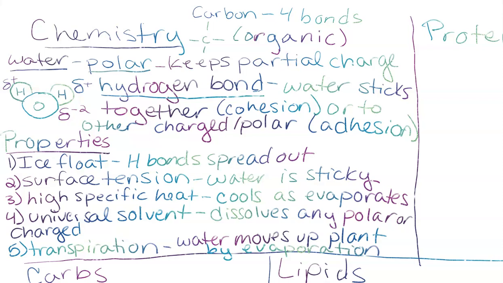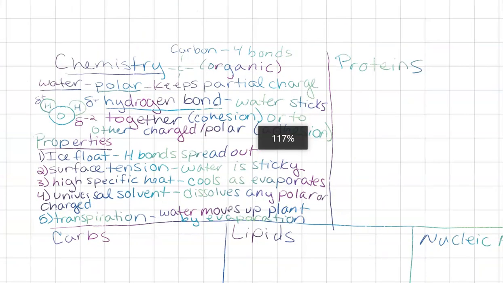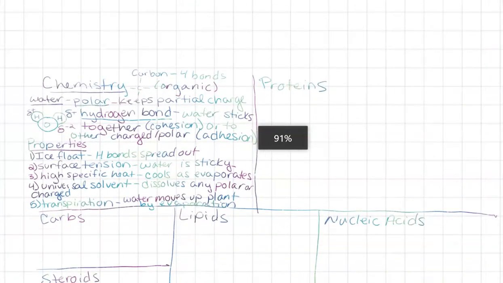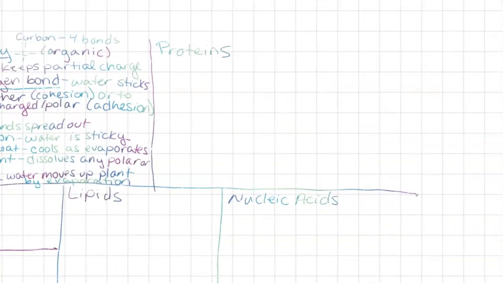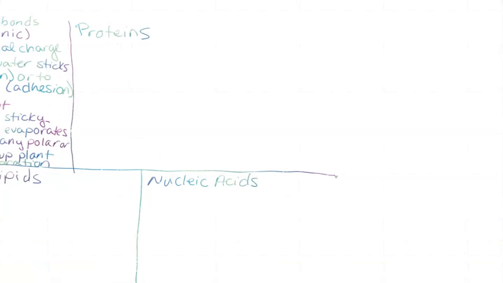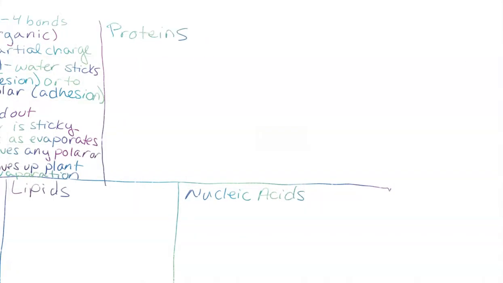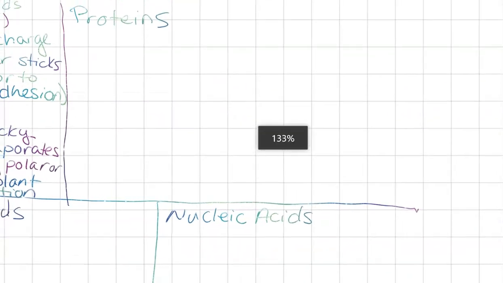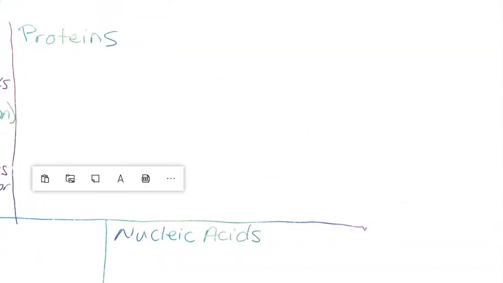All right, so I think that is all that we need to know about general chemistry. Let's move on to proteins. Feel free to pause this if you didn't get all those notes, but I do think this note sheet is going to be very valuable to you for the Unit 1 test. All right, let's talk about proteins.